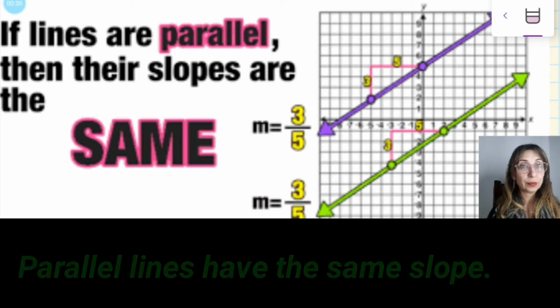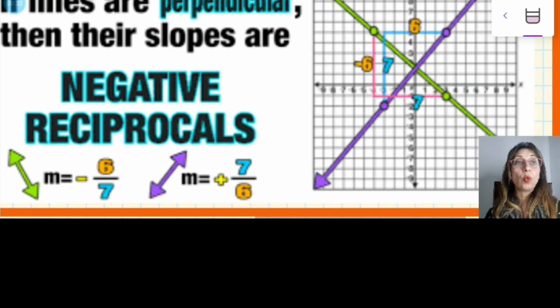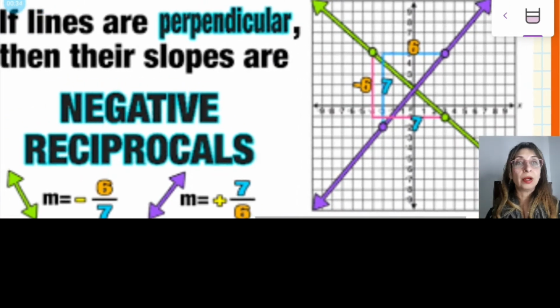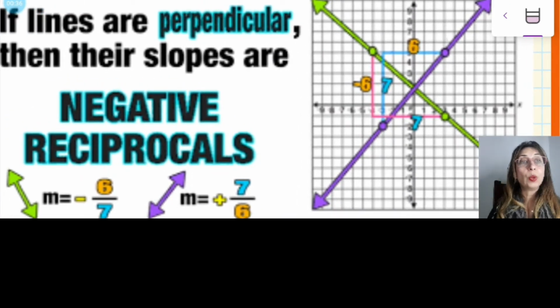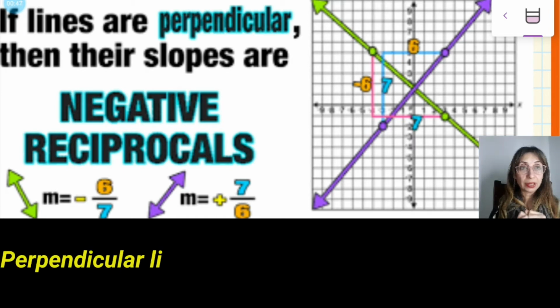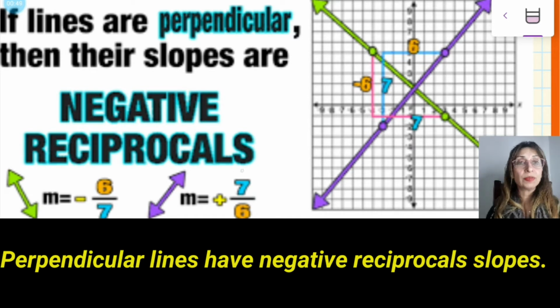And if we have two perpendicular lines, like the purple one here with slope 7 over 6, what will be the slope of the green line? We will get the slope by flipping the number and putting the opposite sign. So if it is positive 7 over 6, the green line will be negative 6 over 7.